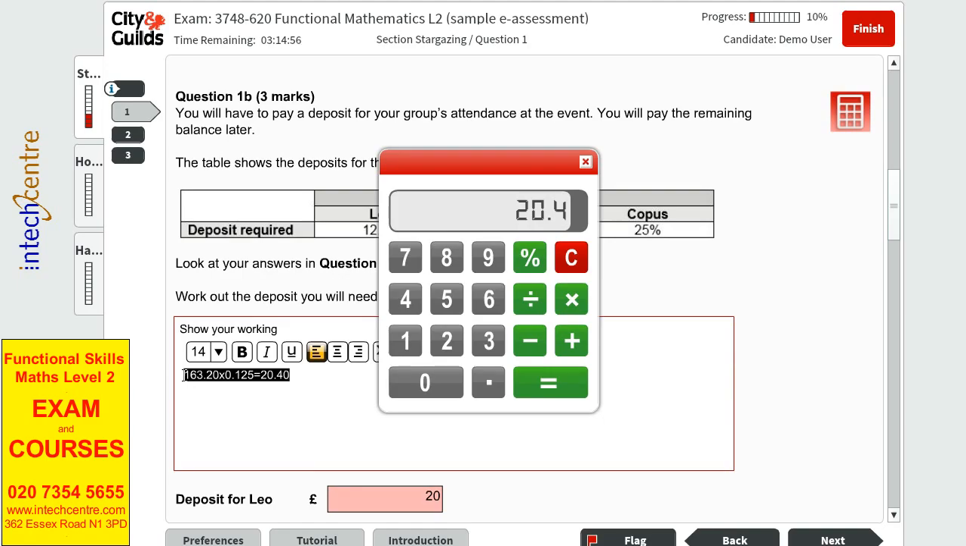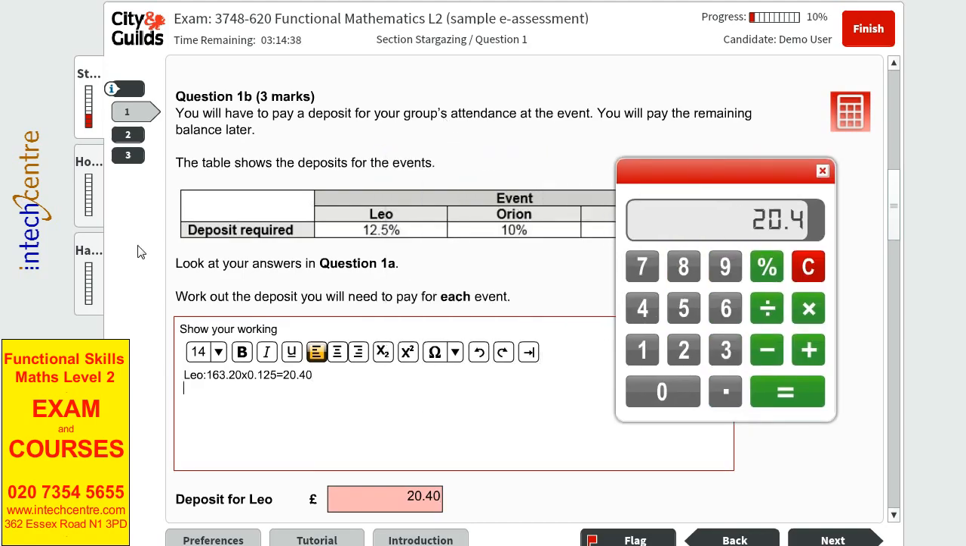You can always edit your show of working if you're used to having it all planned out, and maybe it's easier for you to understand what you're doing. So we have 20.40, 20 pounds point 40 pence.